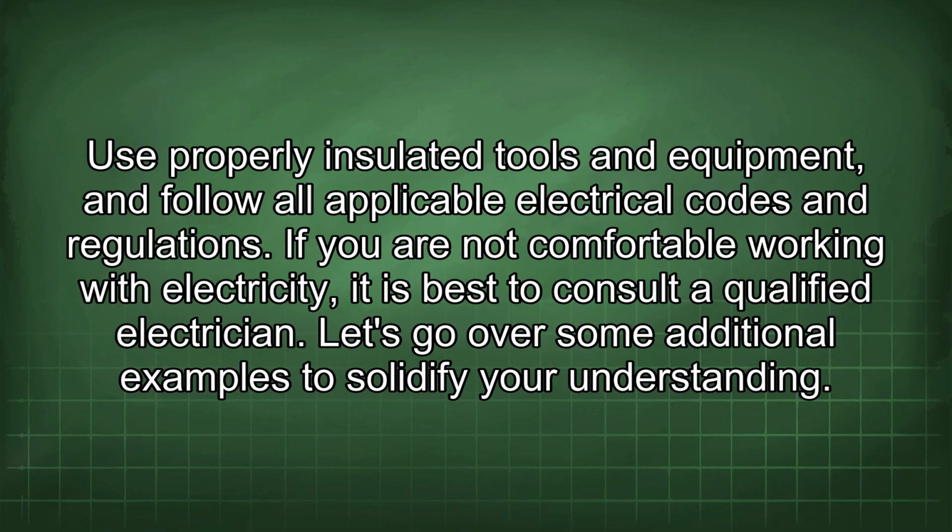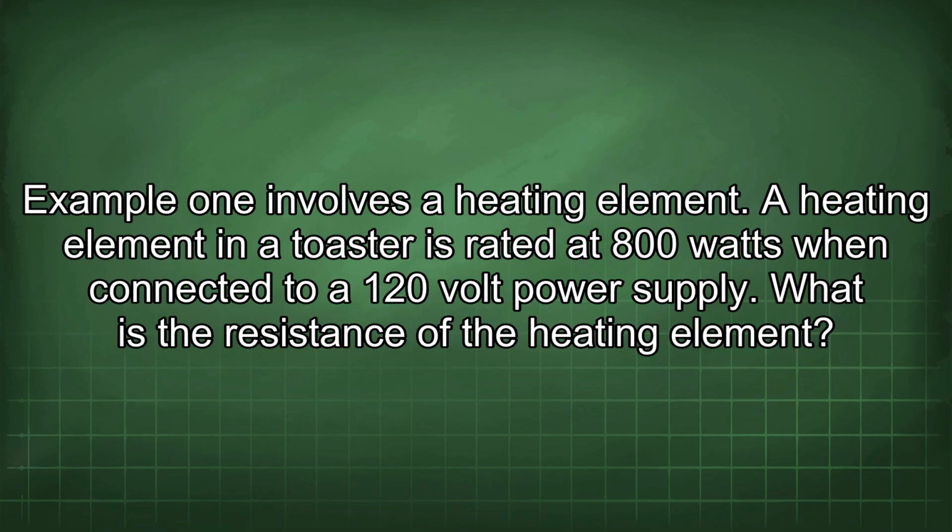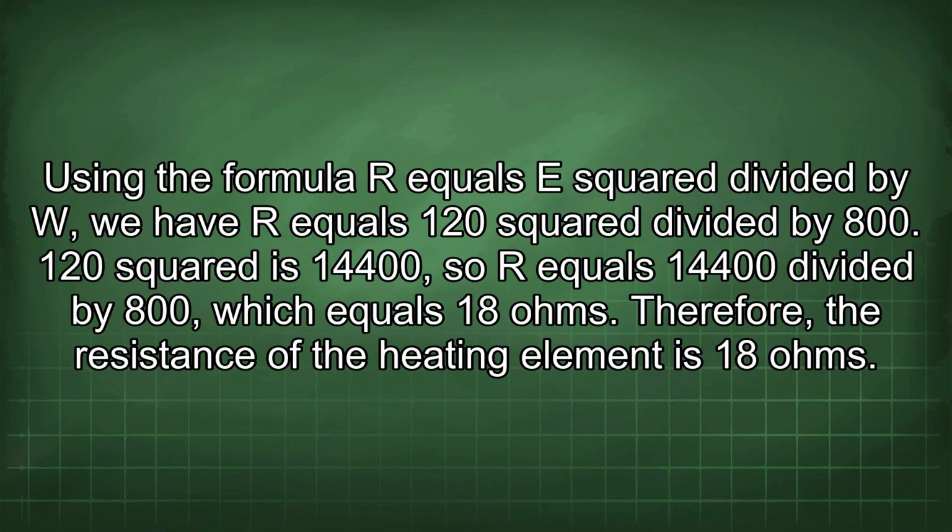Let's go over some additional examples to solidify your understanding. Example 1 involves a heating element. A heating element in a toaster is rated at 800 watts when connected to a 120 volt power supply. What is the resistance of the heating element? Using the formula R equals E squared divided by W, we have R equals 120 squared divided by 800. 120 squared is 14,400. So R equals 14,400 divided by 800, which equals 18 ohms. Therefore, the resistance of the heating element is 18 ohms.